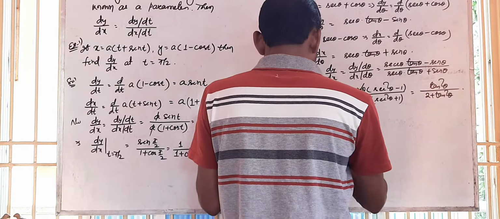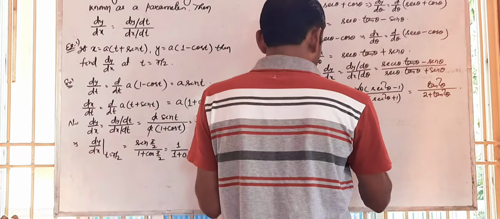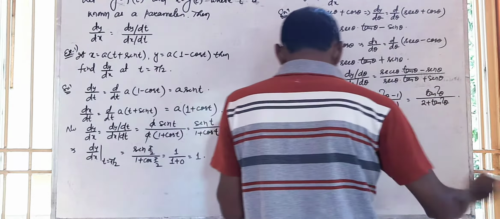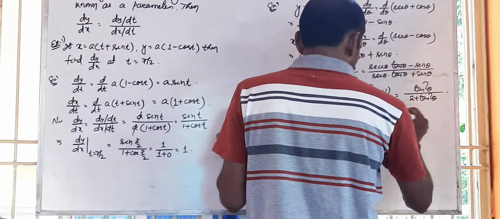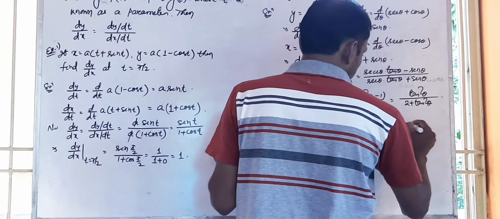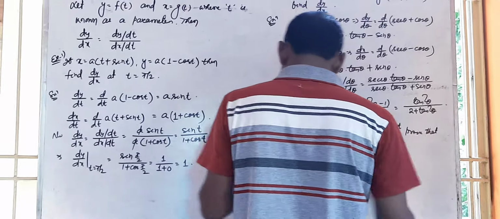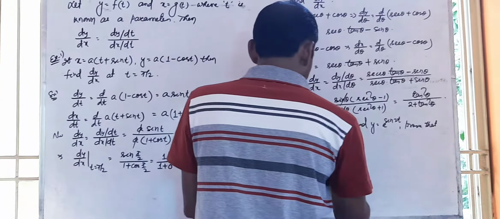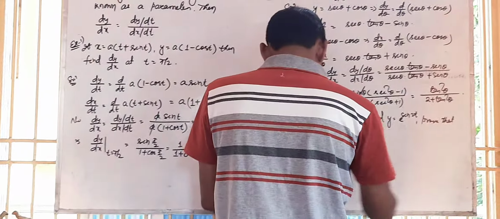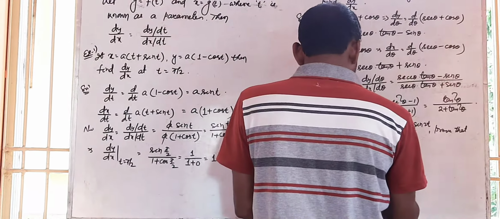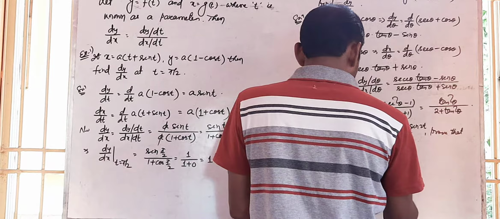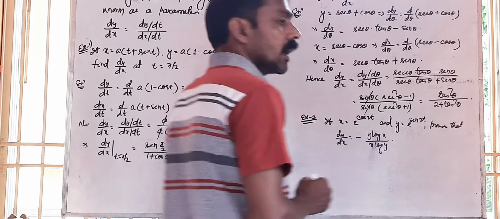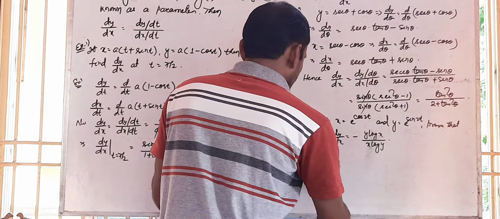Then if x equal to e to the power cos 2t and y equal to e to the power sin 2t, prove that dy by dx equal to minus y log x by x log y.